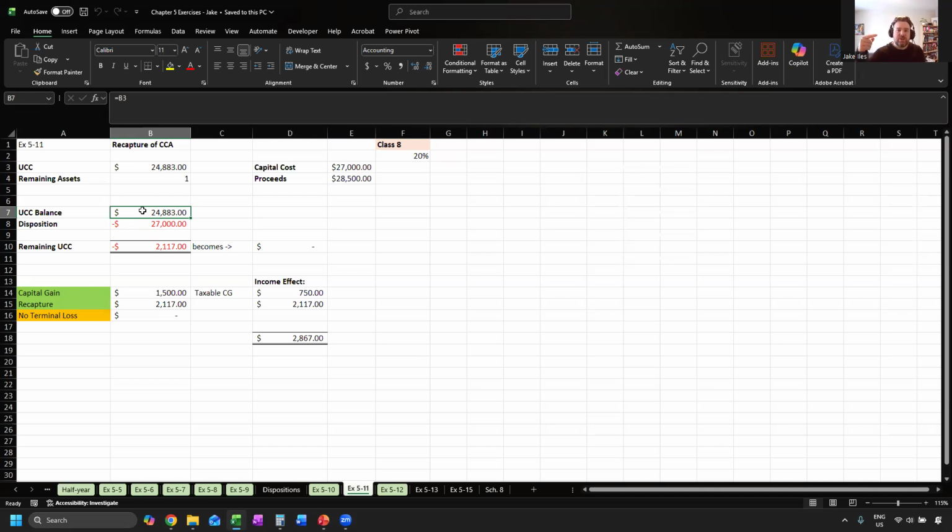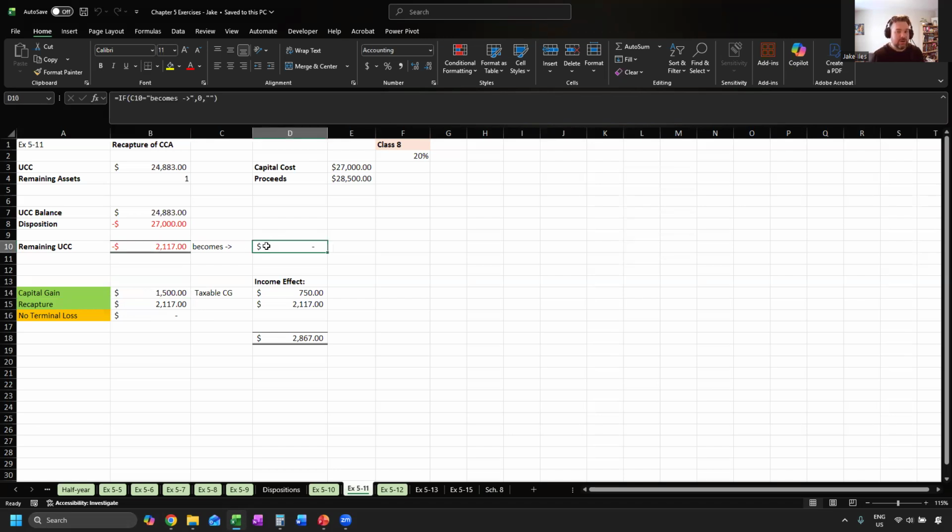So if we've taken too much CCA, that means we've deducted too much from our income. So that recovery needs to be added back to income. If UCC is ever negative after a disposition, 24,883 minus 27,000 is negative 2,117. UCC becomes zero because that 2,117 gets added to income. So that addition to income gets added back to UCC.